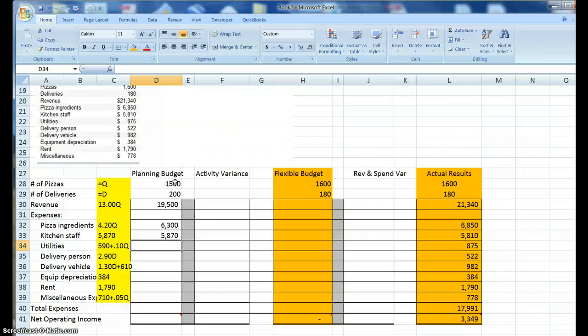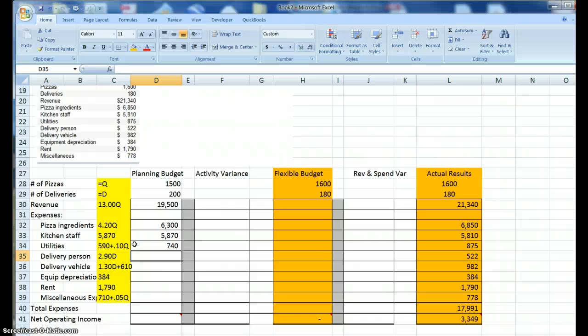In the utilities, you can see that I have two cost formulas there. A part of the cost is fixed, we turn the lights on, and a part of it varies based on the number of pizzas, the letter Q here, quantity. So I want to take 10 cents per pizza, my 1,500 in the planning budget. You in your head hopefully know that that's going to be $150, but then to that amount I want to add the fixed $5.90. And it totals $7.40.